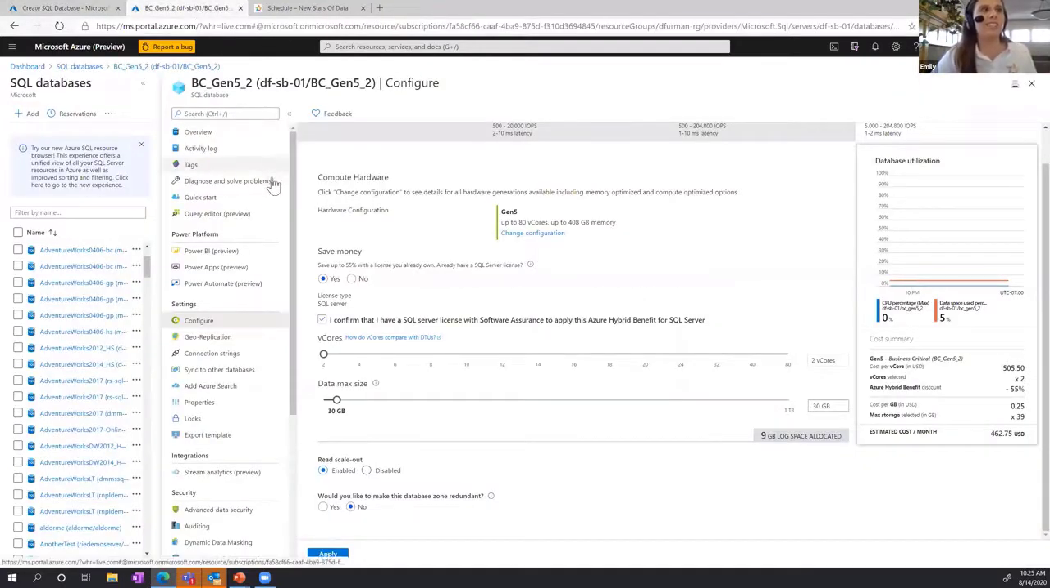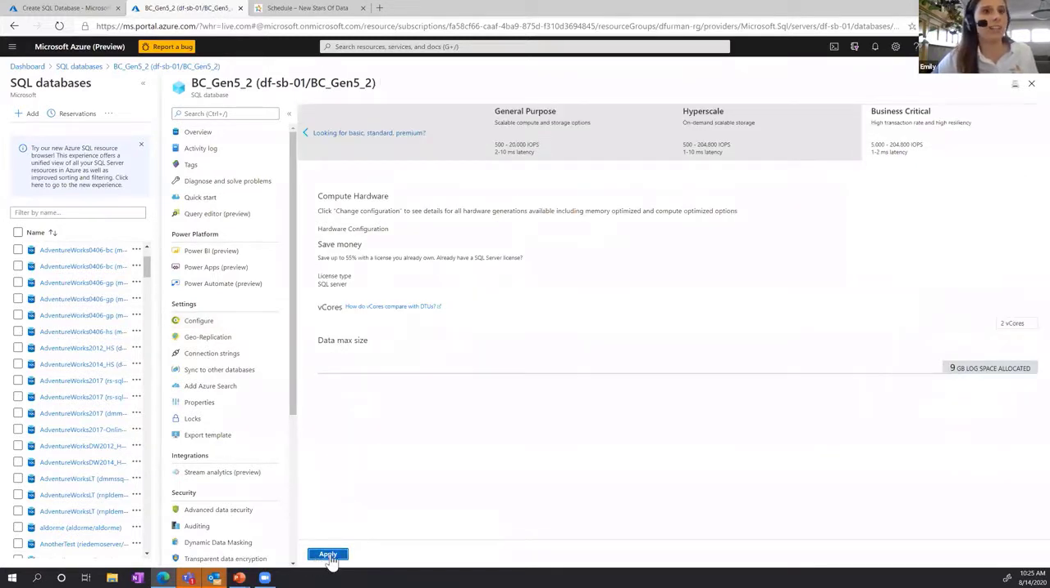It's similarly easy to do for already existing databases. So in this example, we have a business critical database that already exists, and this is the estimated cost per month. And once you click yes in the configure blade in Portal, saying that you would like to make this database zone redundant, the cost doesn't change. You click apply, and that's all that needs to be done. And the configuration is automatically changing to be zone redundant.